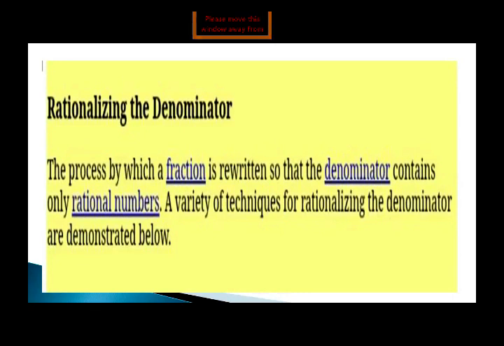So we have a number of processes for how to rationalize the denominator. It is the process by which a fraction is rewritten so that the denominator contains only a rational number. Just link this statement with my previous statement about why we rationalize the denominator. A variety of techniques for rationalizing the denominator are demonstrated below. We will discuss the different methods of rationalizing the denominator in the presence of surds. So let's see the different examples.